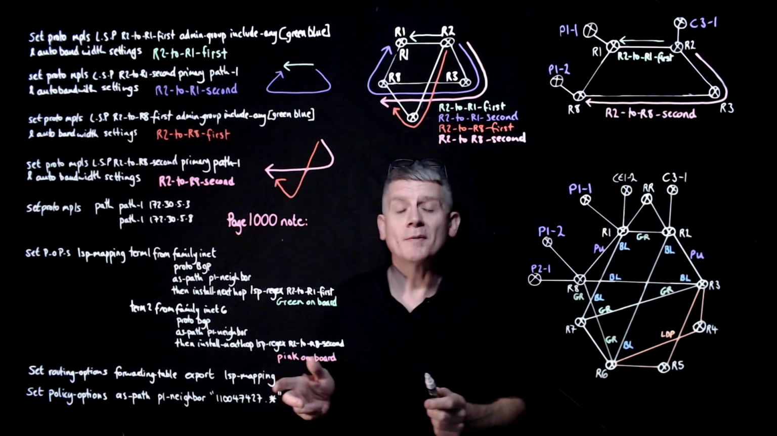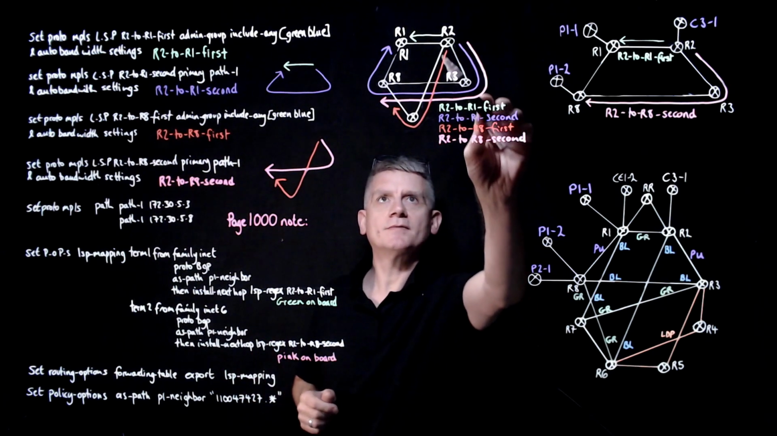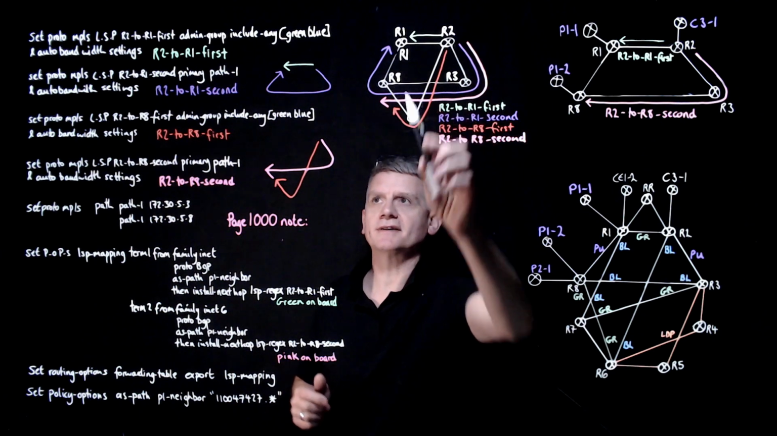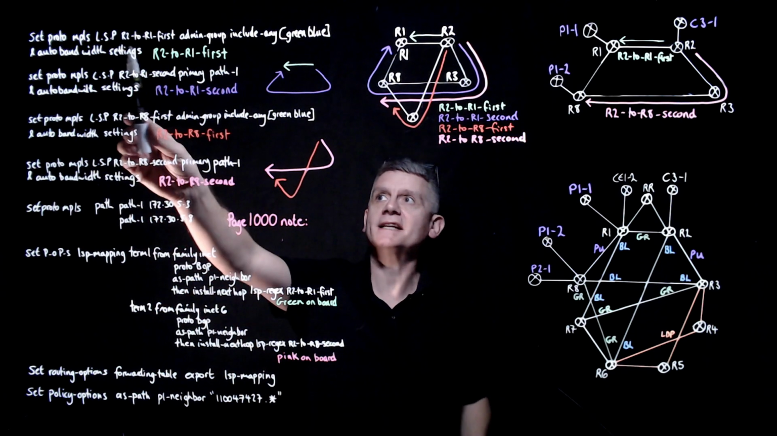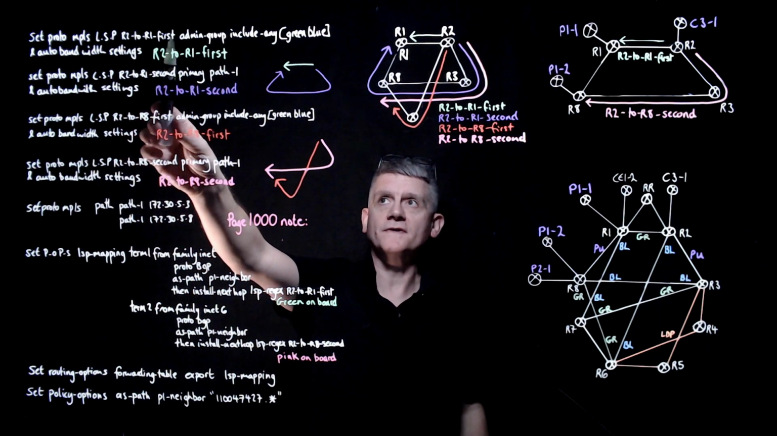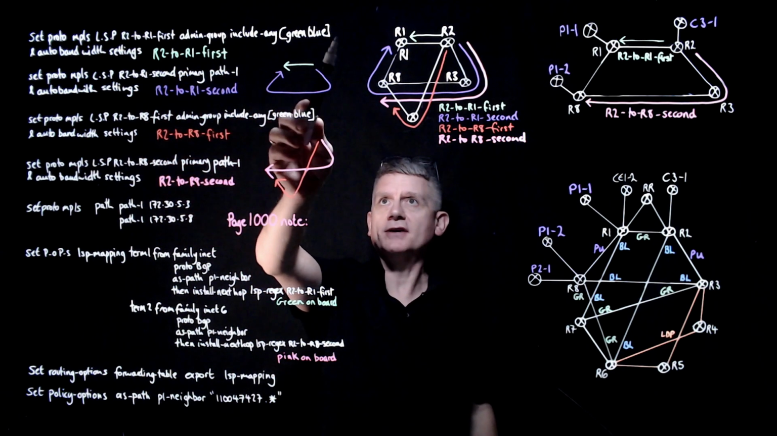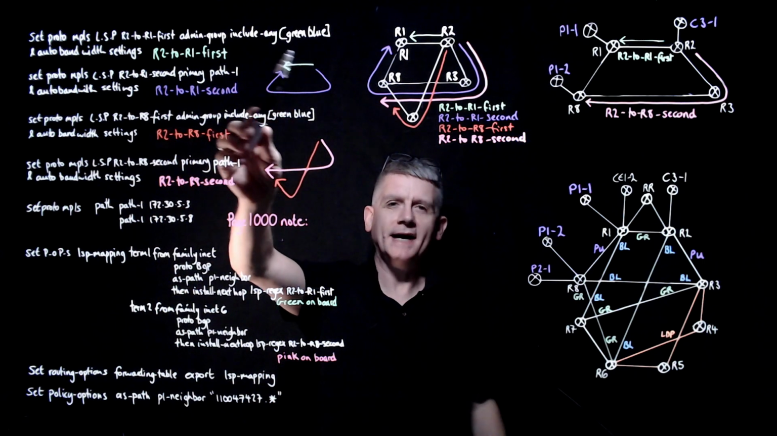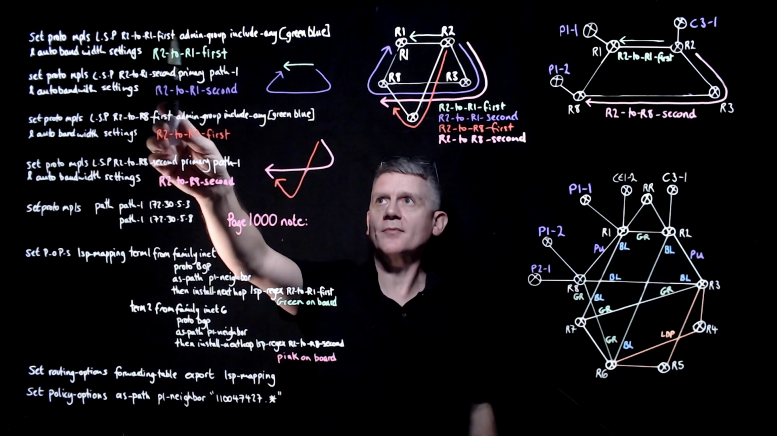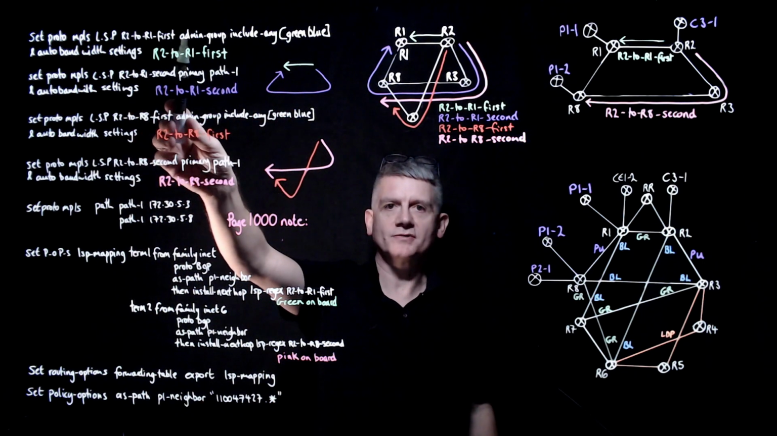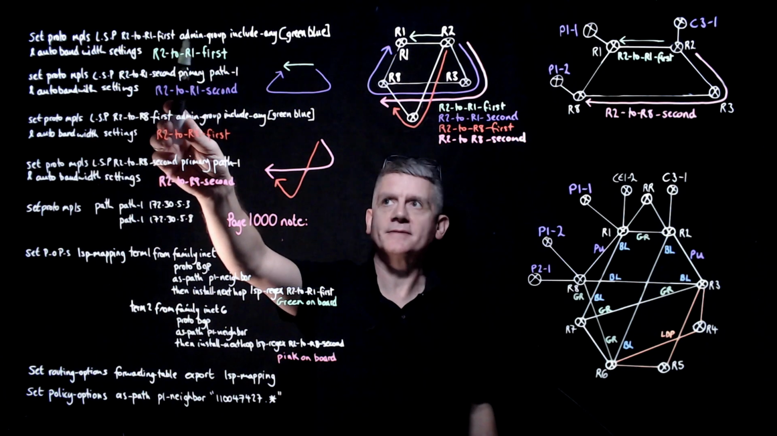So we're at the part where we're being asked for some new LSPs from router 2 to router 1 and from router 2 to router 8. Now we already have an LSP from router 2 to router 1 called first, and we've got its admin group, and we've got green and blue selected, and we don't know it yet, but this will be the primary of router 2 to router 1 first, and there will be a secondary.